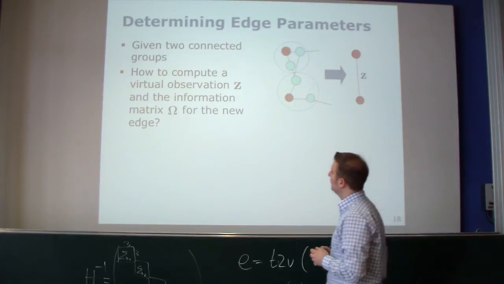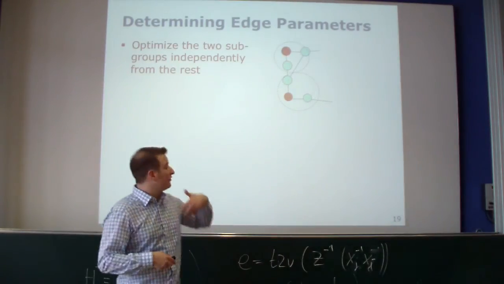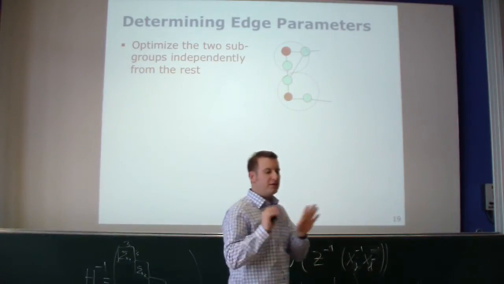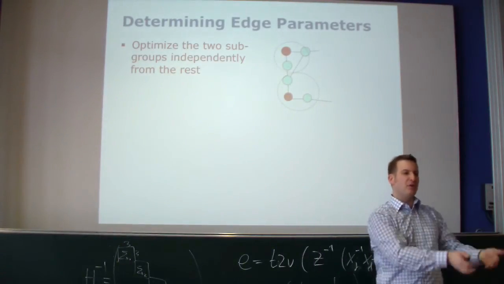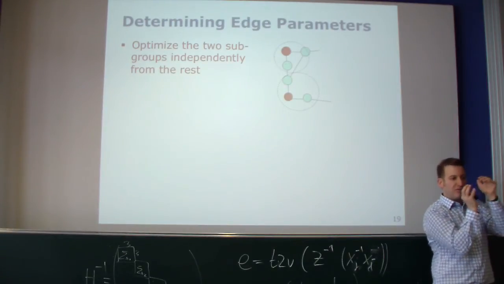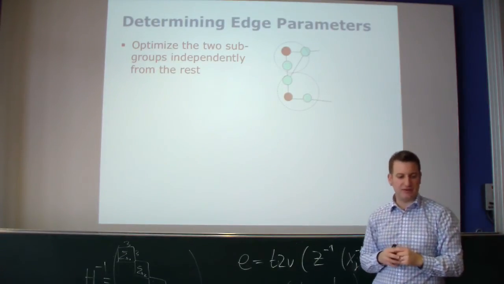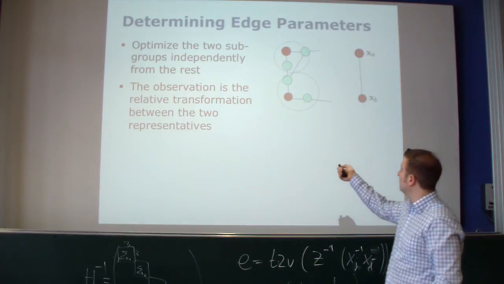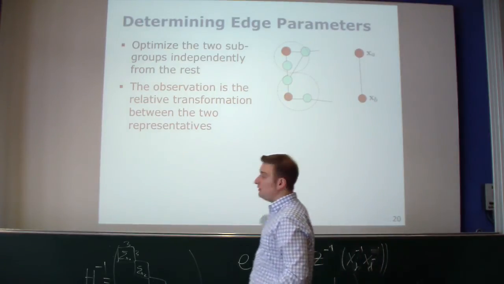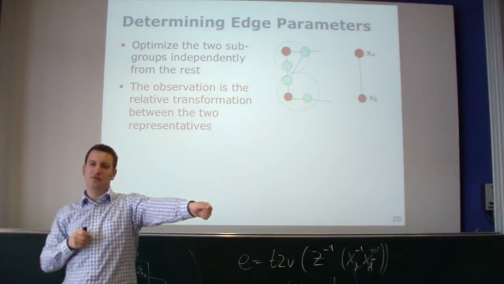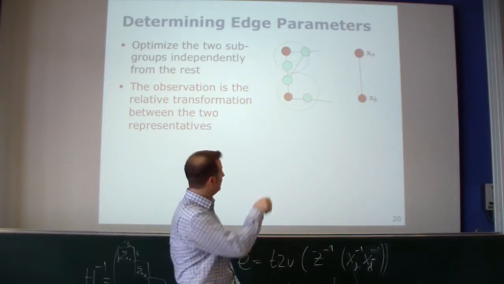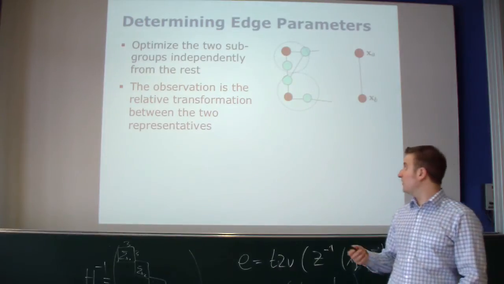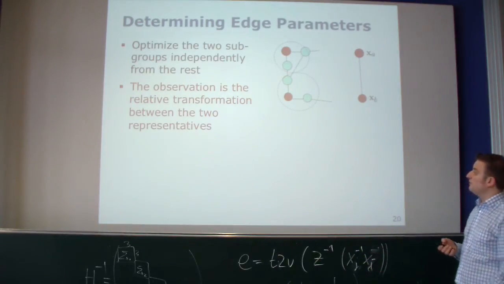So what I do is, just as an illustration of what I said before, I optimize those two groups together, ignoring the whole rest of the graph. So I make a small copy of this small part and optimize this small part independently of the rest. And then I simply obtain the relative transformation between XA and XB on this higher level by just computing the transformation between those two nodes in the resulting optimization. And then I need to compute the corresponding information matrix.